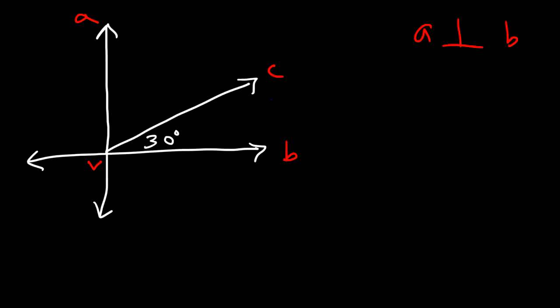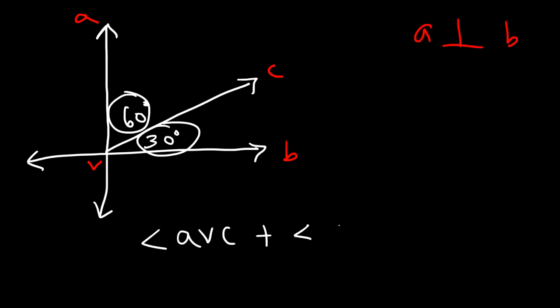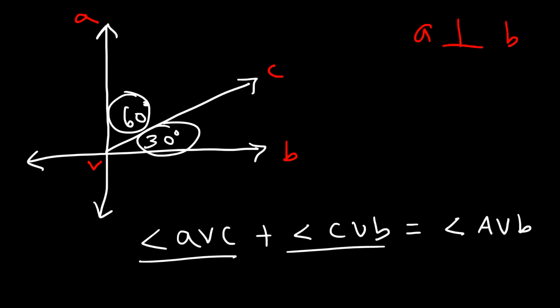So angle CVB is 30 degrees. What is angle AVC? You know they have to add up to 90 because angle AVB is 90. So 90 minus 30 is 60. Therefore, these two angles are complementary. They add up to 90. So angle AVC plus angle CVB has to add up to angle AVB. So that's an example of complementary angles. They add up to 90.